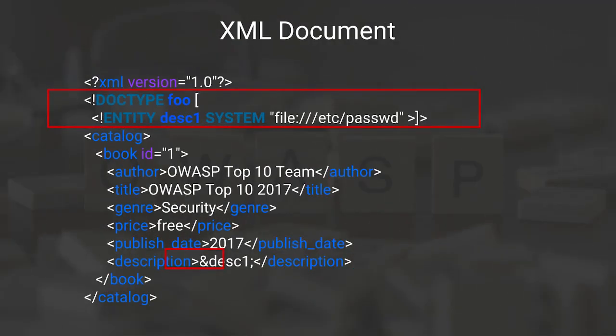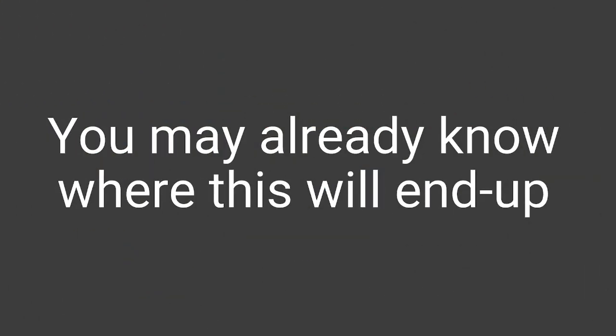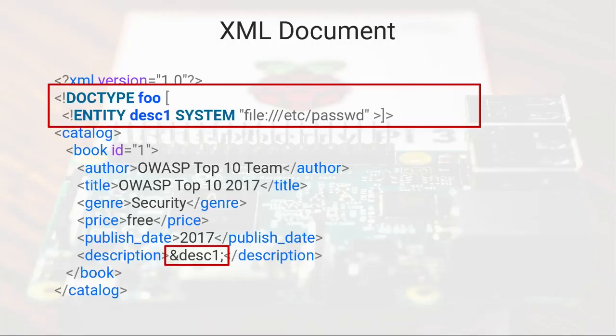We declare our external entity desk1, whose content should be loaded from the description.txt file. The processor requests the file content, and then, while walking through the XML document, whenever the desk1 entity is found, it gets replaced by the loaded content. You may already know where this will end up. Assuming you are accepting XML file uploads to show their content in your web application, then chances are a malicious user will be able to read arbitrary files from your system using this technique. We will see this in action in the second part.